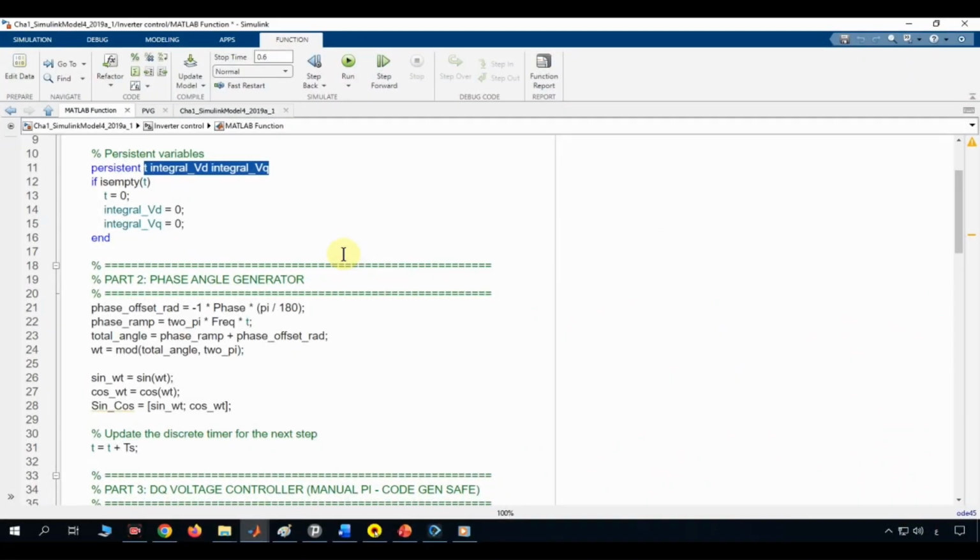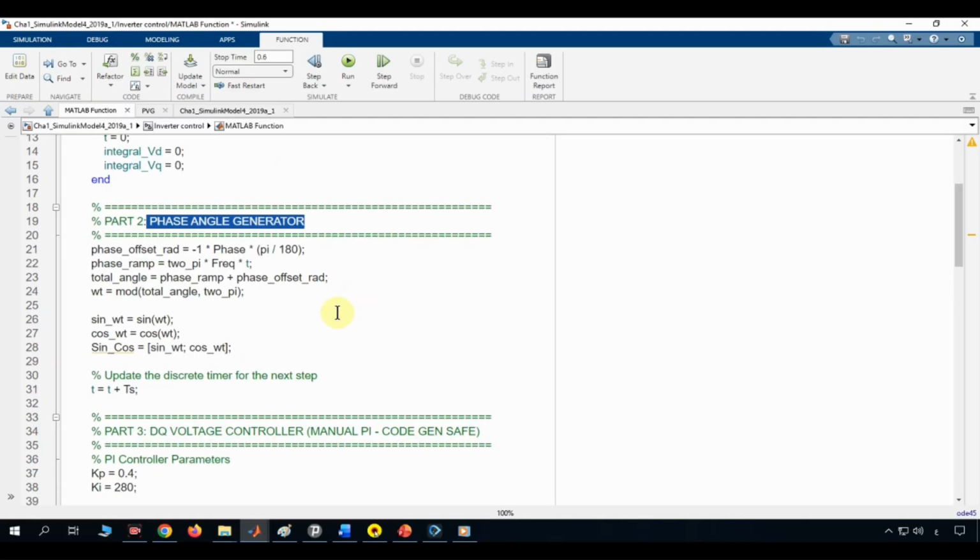Now the function builds its own rotating phase angle, completely from scratch, without using any built-in sine wave block. It takes the internal clock t, multiplies it by 2 pi and the frequency, and that gives a continuously increasing angle. A modulus operation wraps that angle back into the range of 0 to 2 pi, so it behaves just like a repeating sine wave cycle.